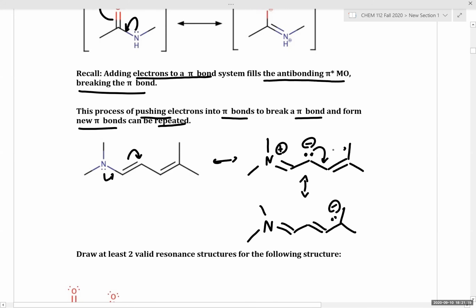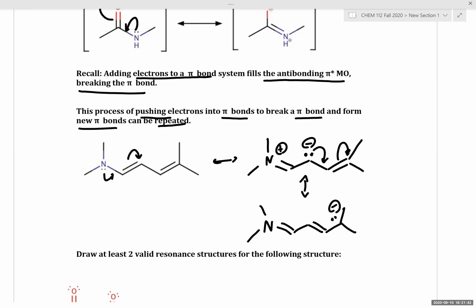Oops, let me be very specific here. Your ending arrow should point directly to the atom that you're forming the lone pair on. There we go. Does this arrow pushing notation make sense to everyone? Does this process make sense?